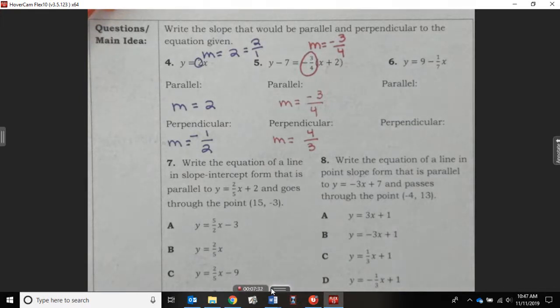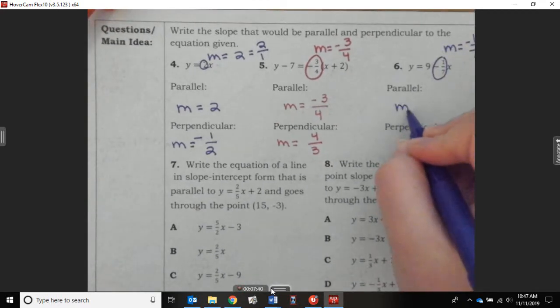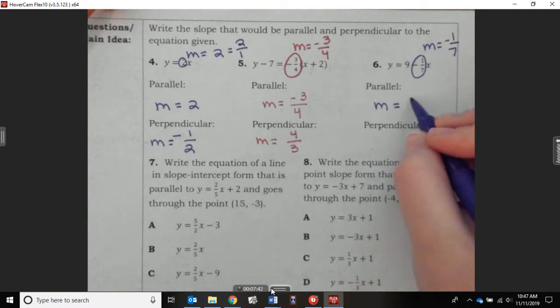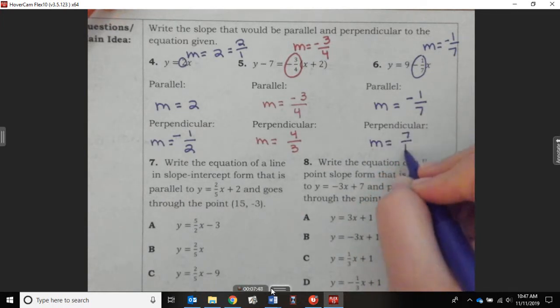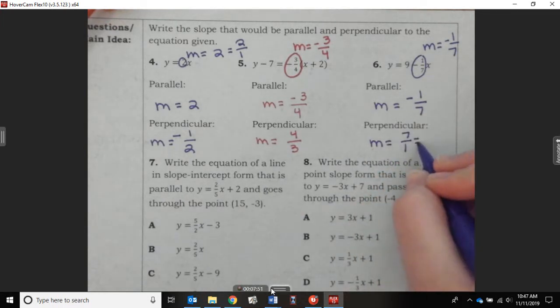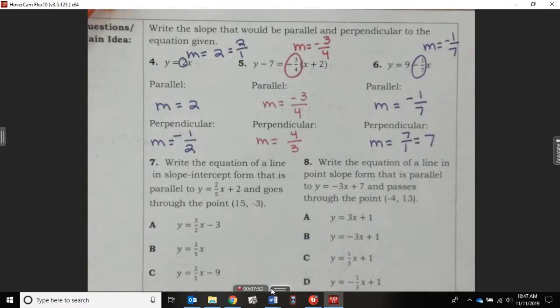And last but not least, number 6, my slope is the number in front of the x, so negative 1 over 7. My parallel slope is going to be exactly the same, negative 1 over 7. But my perpendicular slope is going to be upside down and positive, and 7 over 1 is just the same thing as 7. So my perpendicular slope is 7.